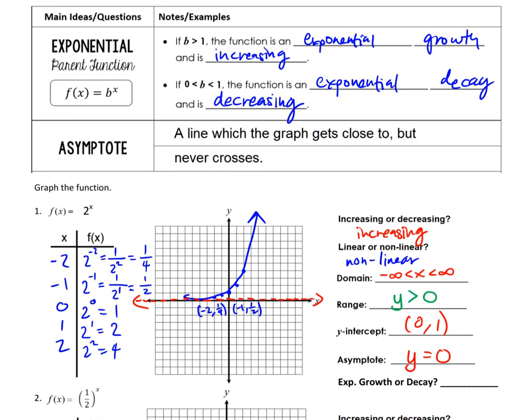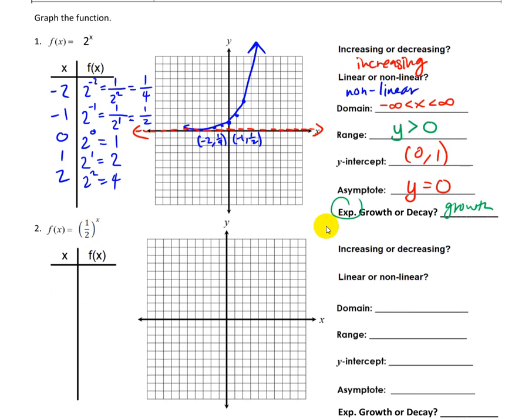Okay, and is this exponential growth or decay? As you can see here, the function is increasing. So this is going to represent exponential growth. So that's generally how that first one works. Okay, let's go ahead and look at another example down here.